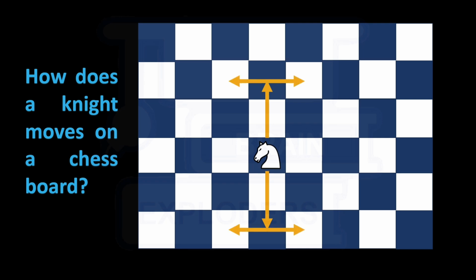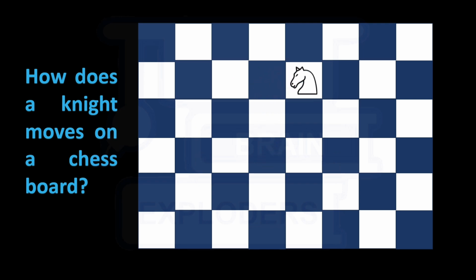For example, it can go two steps up or down, then take a 90-degree turn in any direction to move one step, or it can go two steps left or right and then take a 90-degree turn to go up or down one step. For example, it can move like this, or like this in the shape of L, or like this, or like this, or like this. Now let's move to the question.